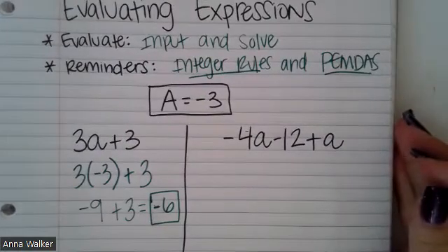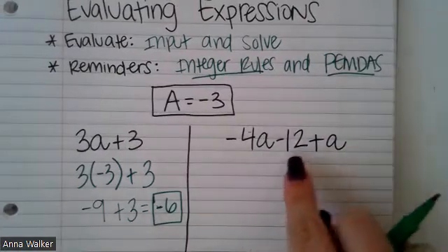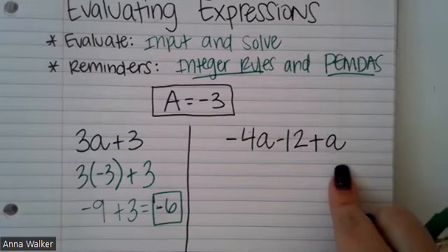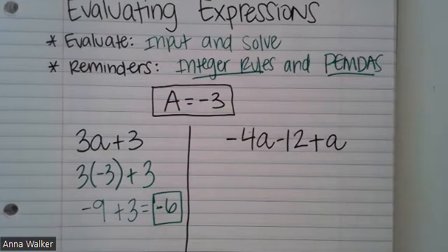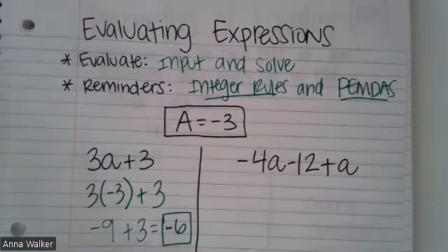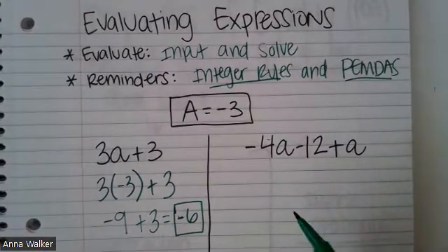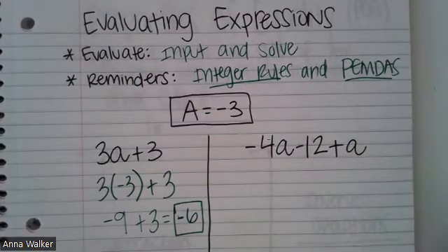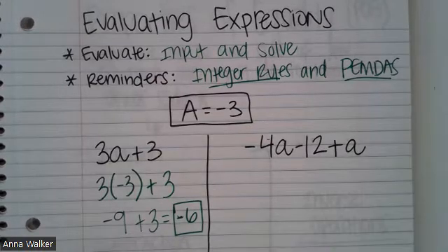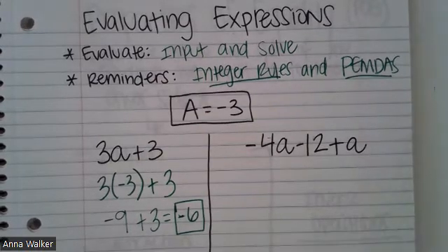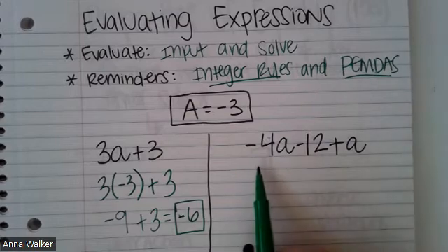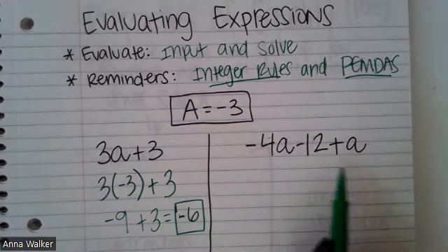In the next expression, we have -4a minus 12 plus a. So when we input a here, it's going to look something like this. When we plug in -3, we can plug it in from the start, or if we want to combine like terms and simplify this expression, we can do that too. I'm going to simplify the expression just for the sake of practice. So we can combine -4a and plus a.